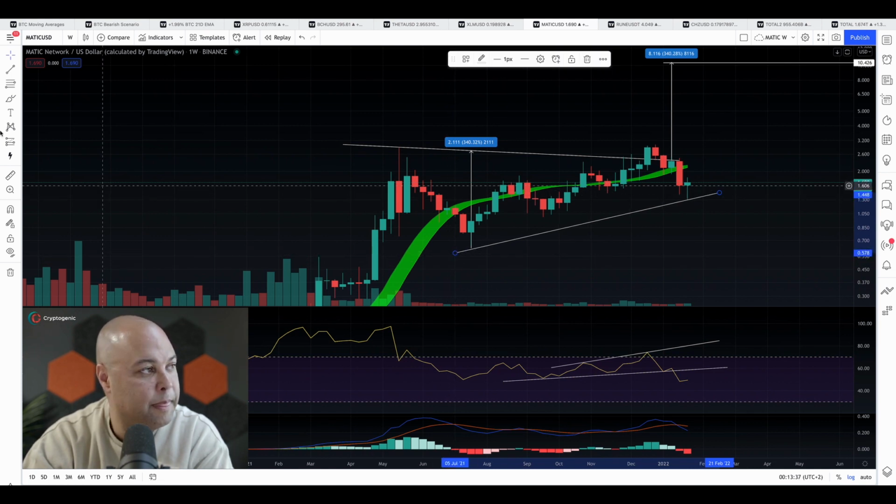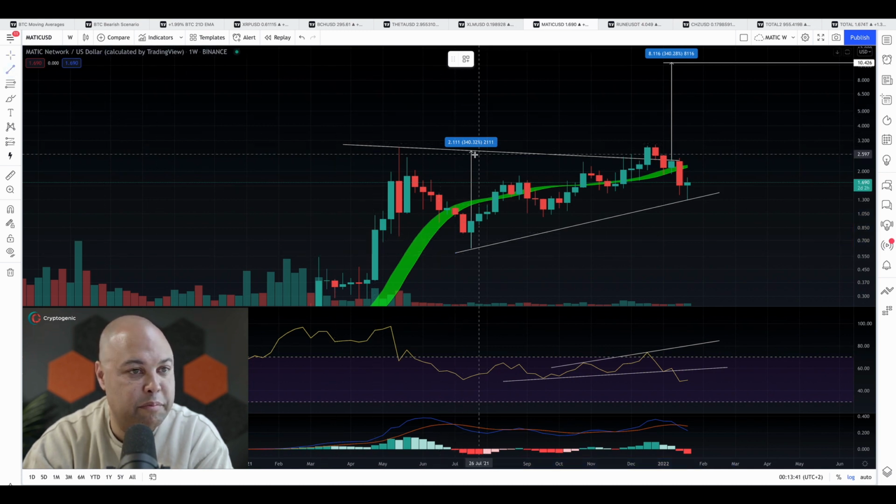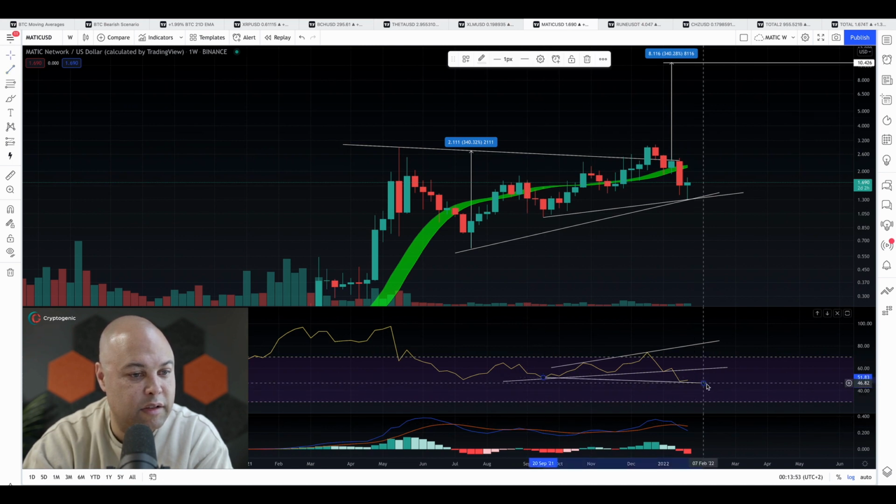And so, MATIC is still high. Even here, we're making a higher low. Now, we're making lower lows in the RSI and higher lows in the price action. And that, my friends, is hidden bullish divergence.